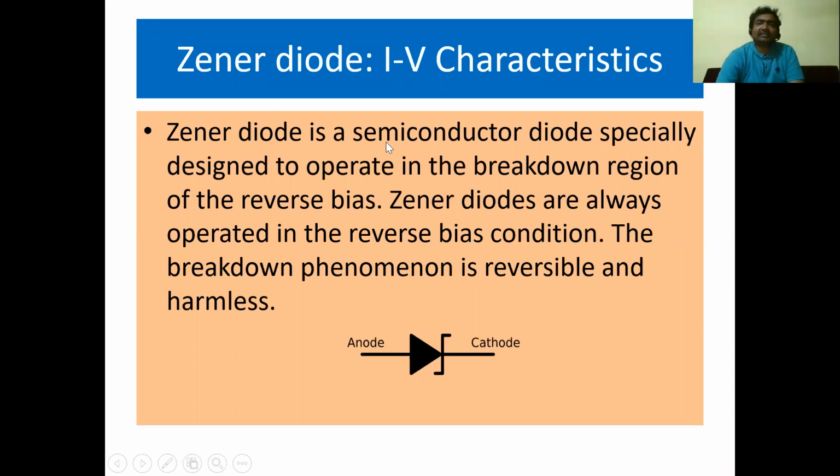Zener diode is a semiconductor diode specially designed to operate in the breakdown region of the reverse bias. Zener diodes are always operated in the reverse bias condition. The breakdown phenomenon is reversible and harmless. This is the circuit symbol of the Zener diode. Here you can find a Z-like letter, which indicates the Zener diode.